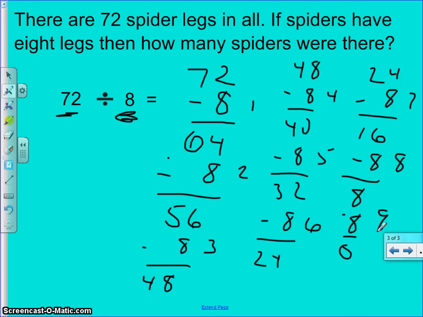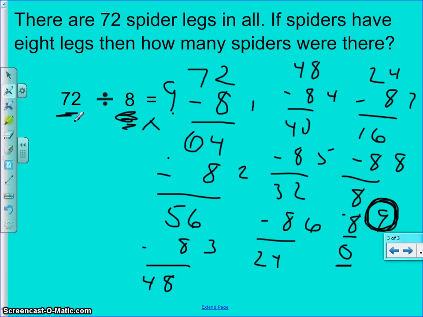Okay? So that means the ninth time I subtracted 8, that got me 0. That's what my answer would be. The quotient is 9. And again, I can check myself. 9 times 8 should give me 72 if I'm doing this correctly. And it does. 9 times 8 is 72.